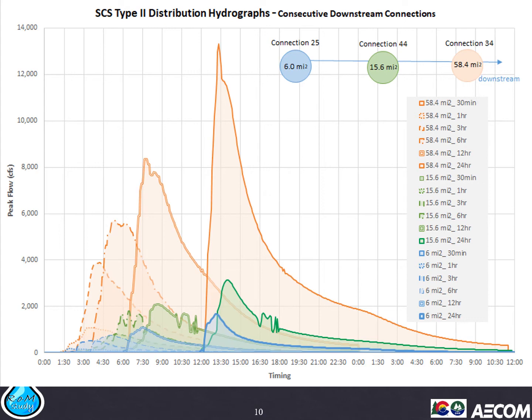You can see that with increasing duration comes increasing volume and increasing peaks. So while the duration selected does affect the peak flow based on the volume applied over time, it also affects the timing here.